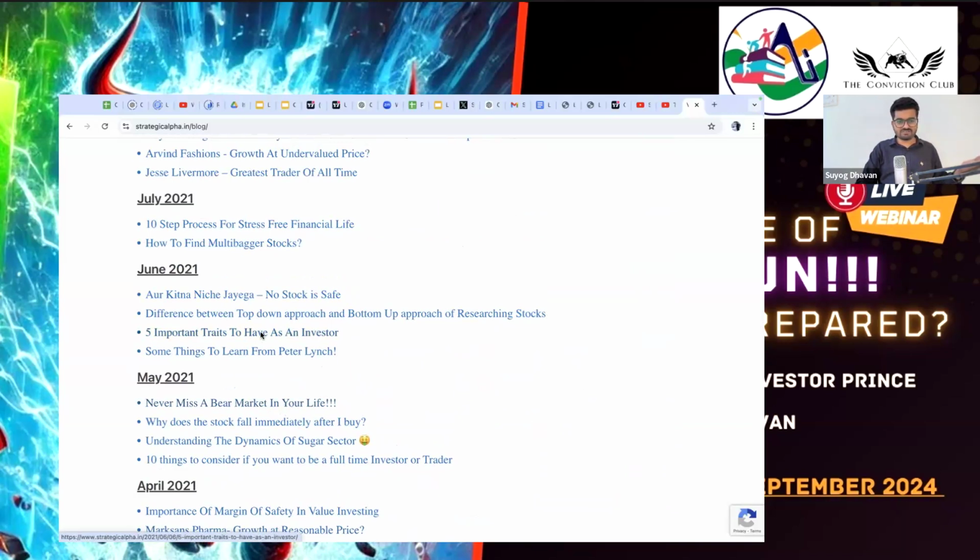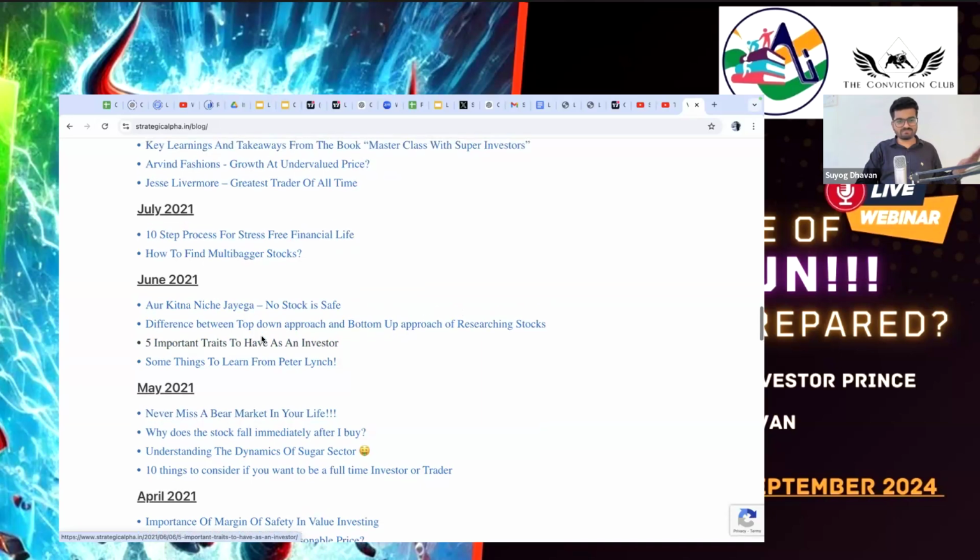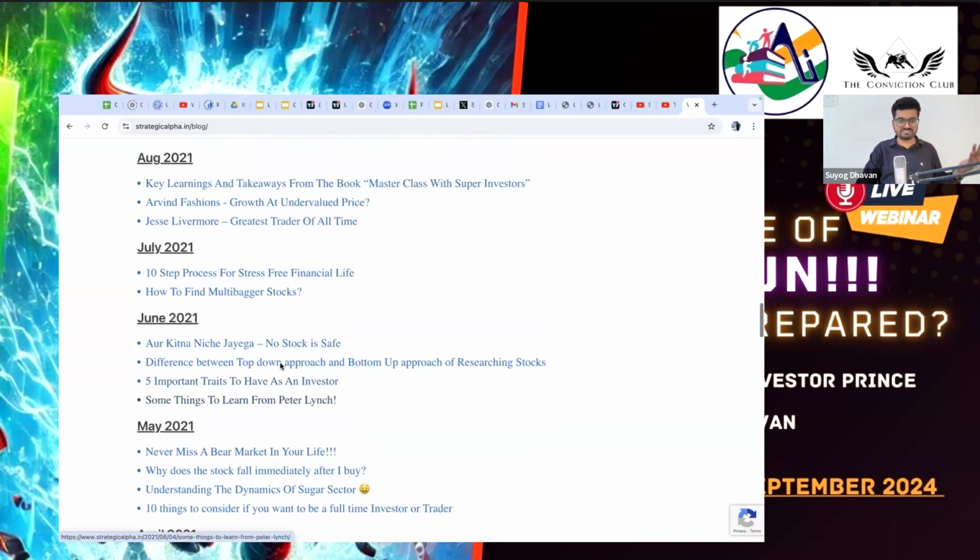Five important traits to have as an investor. Few things to learn from Peter Lynch. No stock is safe. This is very important if you really want to take this as a business, because the stock market rewards you as per your perception. If you take this as a business, it will reward you as a business.